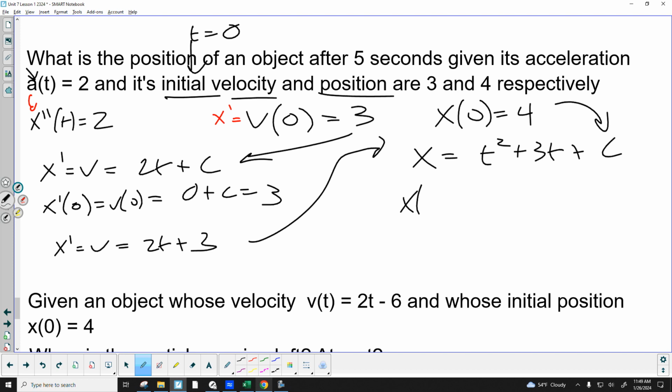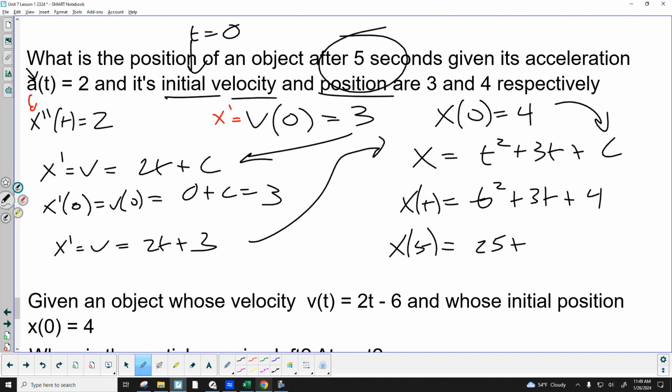Now I have a position function, and then I can find any position after any time. After 5 seconds, I'm at 25 plus 15 plus 4. If you're copying this down, it's a waste of time. Understand what I'm doing and be like, oh yeah, I get it. Like write down on your notes, it's like, yo, remember plus C. Cool?